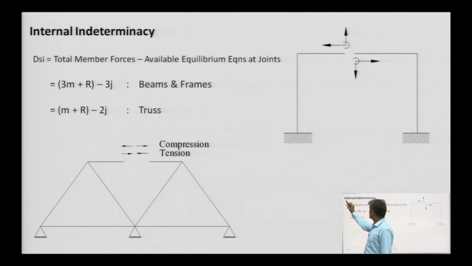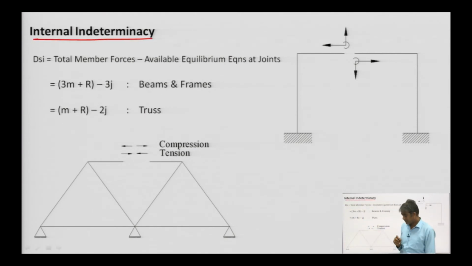Let us talk about internal indeterminacy. External indeterminacy we have calculated in an example. For internal indeterminacy, two cases are here. One case is for frame, another case is for truss. A beam or frame has a similar type of thing, and in the case of truss a similar type of thing is there.